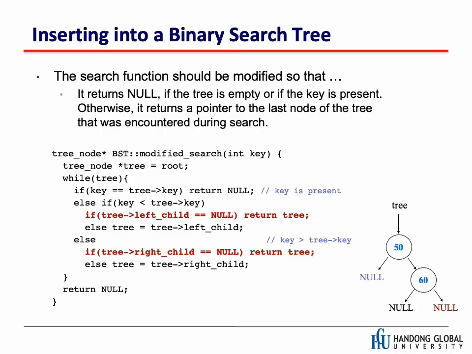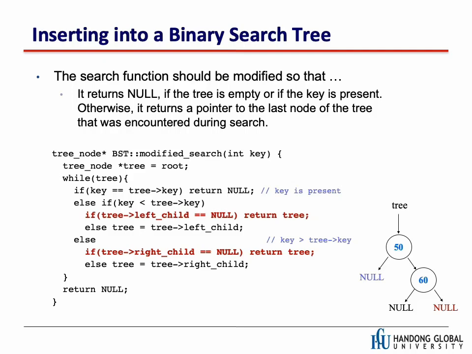Else means the root node is different from our target key. Then we check if the target key is smaller than the tree key, then we should go to the left child. But instead of going there directly, we check one more thing. We check if the tree's left child is null. If that's the case, then instead of going there, we just return tree.